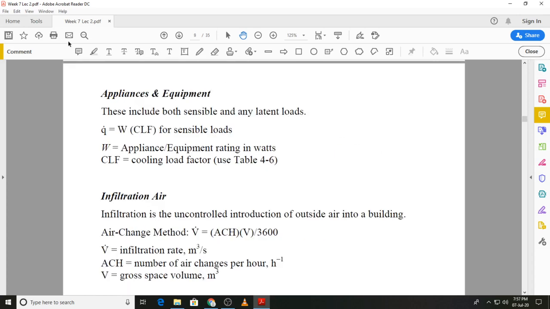For appliances and equipment, if the appliance is only generating a sensible load, then we multiply the wattage by the cooling load factor, and if it has a sensible and latent load, then we add that latent load to the sensible load, and the cooling load factor again will be obtained from a table.